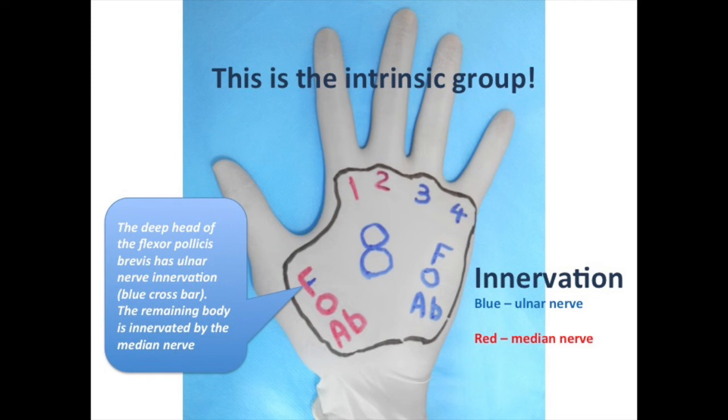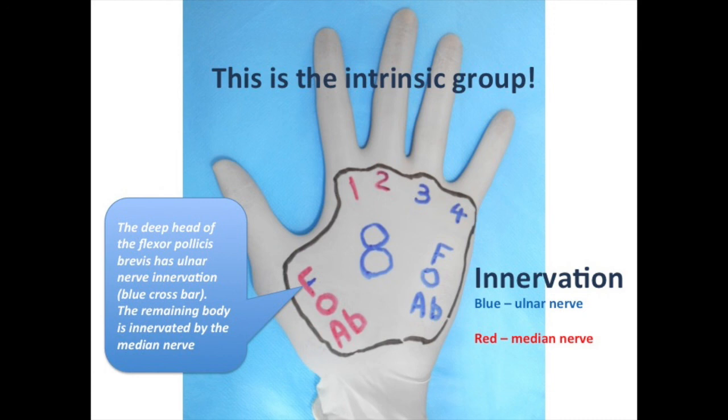This comprises the muscles of the intrinsic group. Remember, their origins and insertions are within the hand itself. Those designated by blue are innervated by the ulnar nerve. This includes the hypothenar FOAB group, the 8 interossei, and the 3rd and 4th lumbricals. Those indicated by the red marker involve the median nerve. This is the 1st and 2nd lumbricals and the thenar FOAB. However, note that the deep head of the flexor pollicis brevis has ulnar nerve innervation. This is represented by the blue crossbar. The remaining body is innervated by the median nerve.